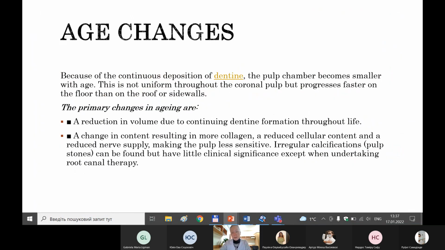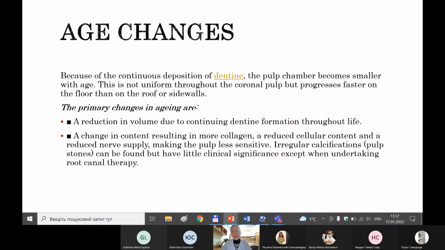Age changes of the pulp tissue. Due to continuous deposition of dentine, the pulp chamber becomes smaller with age. This is not uniform throughout the coronal pulp, but progresses faster on the floor than on the roof or side walls. The primary changes in aging are a reduction in volume due to continuing dentine formation throughout life, and a change in content resulting in more collagen, a reduced cellular content, and a reduced nerve supply, making the pulp less sensitive. Irregular calcifications, pulp stones, can be found but have little clinical significance except when undertaking root canal therapy.